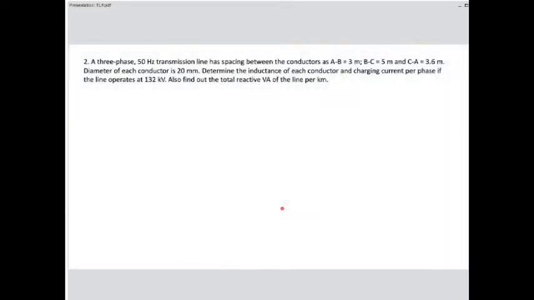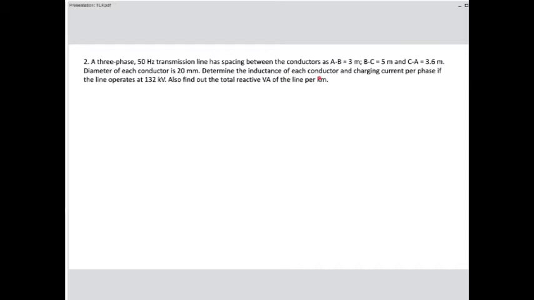Next one is a three-phase line. You can see it says that it's a three-phase line. It's operating at 50 Hertz. The spacing between the conductors is given. Between A and B, 3 meters. Between B and C, it's 5 meters. And C and A, it's 3.6 meters, so the spacings are different.